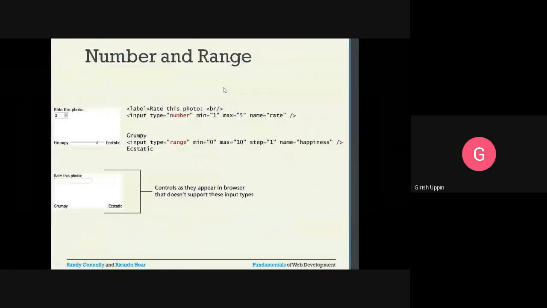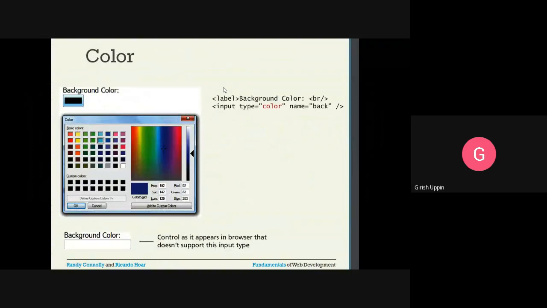That is the number and range. Next we can select the color. For selecting the color, this is the label background color colon, then input type color. Then we can choose color based on different, either the actual color or we can use the hexadecimal number, whichever we want we can use. And if the browser doesn't support this control, then it will display like this.